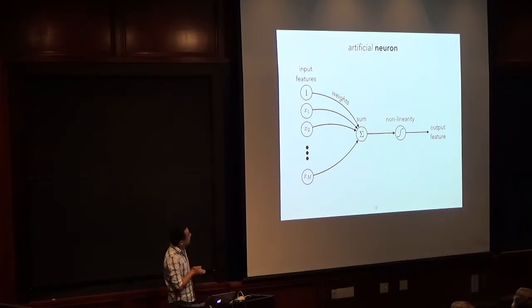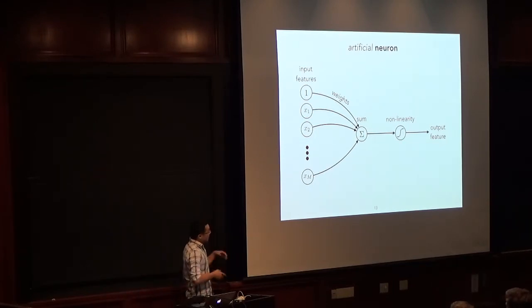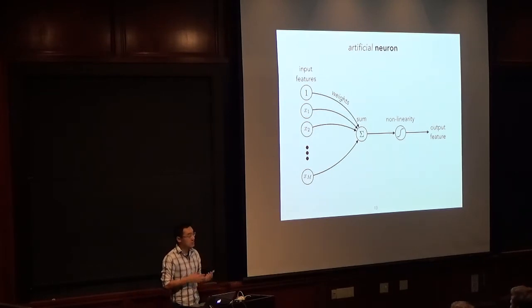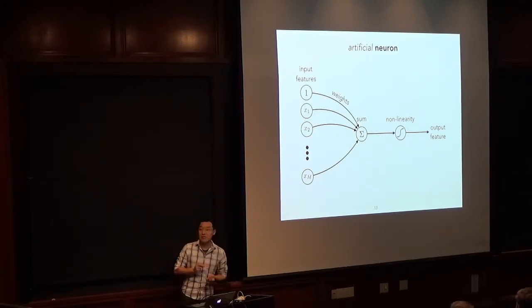It's pretty straightforward. You have your input features, you have some weights, and then you sum those weighted inputs. That's just the same as a dot product. And then you pass that dot product through some sort of nonlinearity, like a sigmoid function or some other nonlinearity, and then you get your output. That's what an artificial neuron is. It's just a linear model with a monotonic nonlinear transformation at the end.